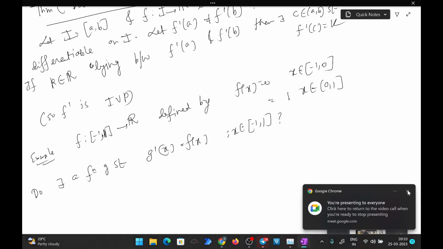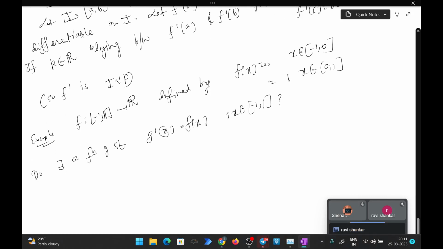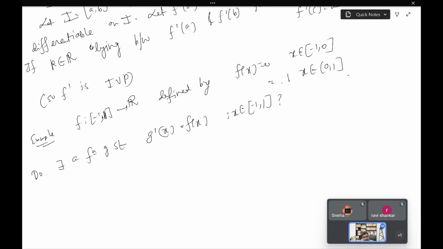So Ravi, consider the following problem. f is a function from [-1, 1] to R defined by f(x) equal to 0 when x belongs to [-1, 0], and f(x) equal to 1 when x belongs to (0, 1]. We need to check whether there exists a function g such that g'(x) is equal to f(x), x belongs to [-1, 1]. So using the Darboux theorem, please try to solve.